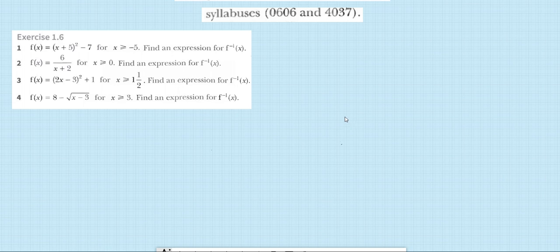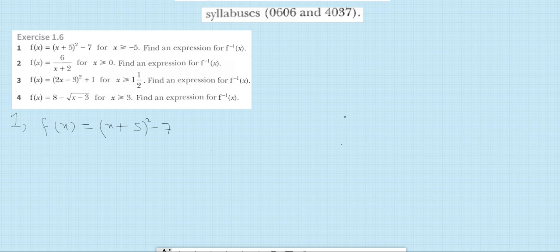What does it mean? We are going directly towards exercise 1.6. Here we go. So this is exercise 1.6, question number 1. Let's have a look. What is question number 1? f(x) is equal to (x plus 5) square minus 7 for x greater than or equal to minus 5. So x can be equal to minus 5 or greater than minus 5. Find an expression for f inverse x.